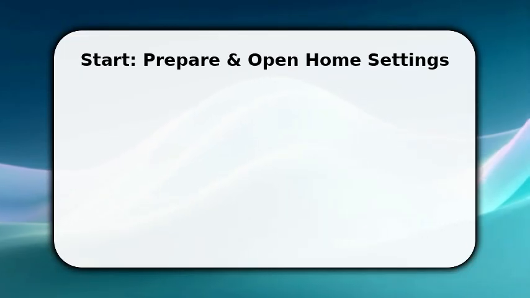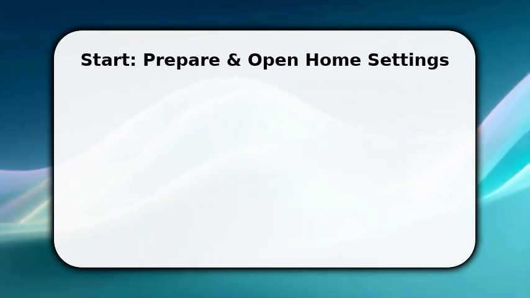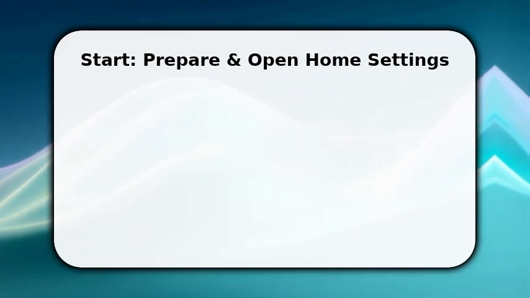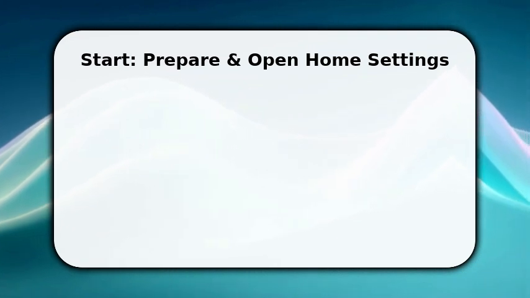You'll begin with basic safeguards. Keep battery above half and enough free storage so the launcher saves changes reliably. Once done, long press an empty area of the home screen to open the customization menu. This is faster than digging through settings.